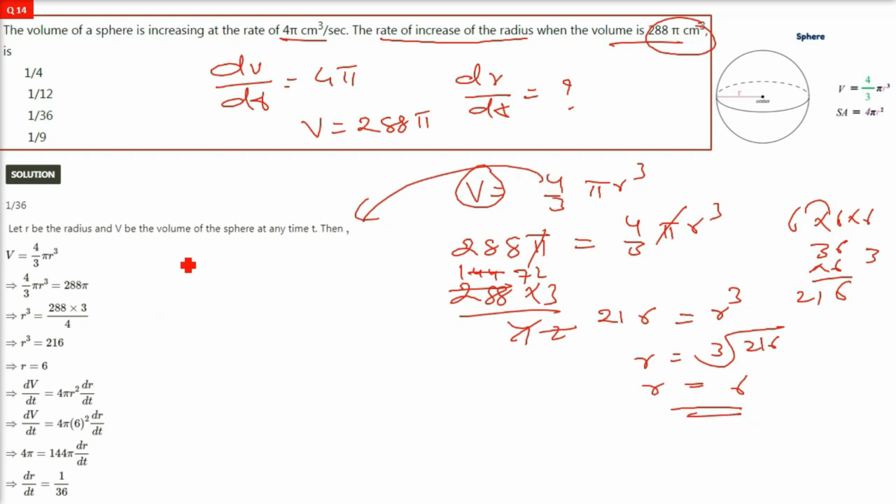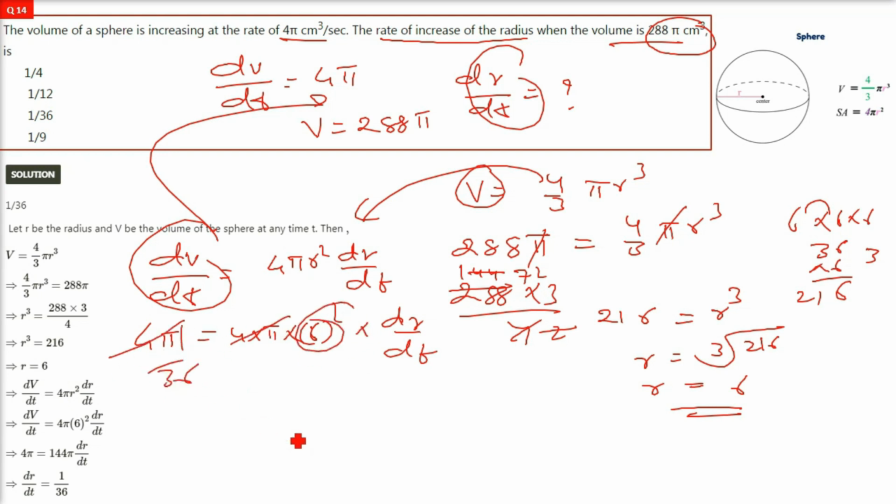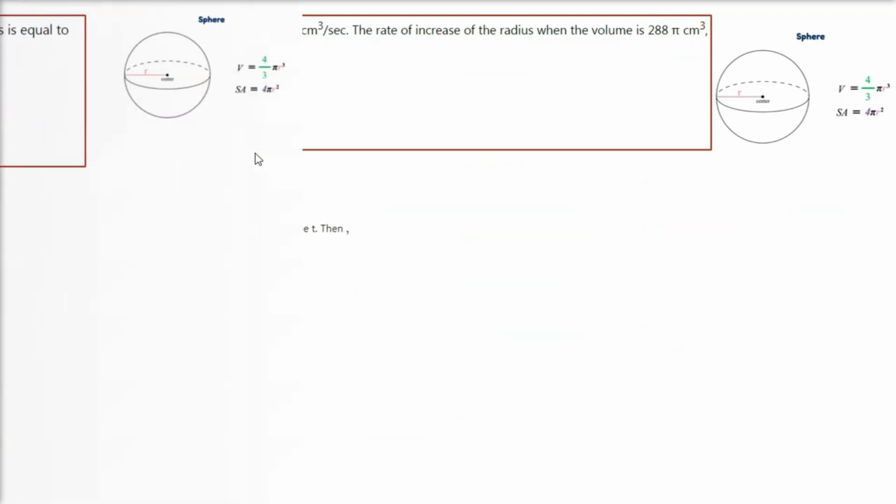So we are doing this. dV by dt is equal to 4 pi r square dr by dt. So 4 into pi into r is 6, we have just computed it, 6 square dr by dt. We have to find out dr by dt. dV by dt is already given, which is 4 pi. It's given in the question. So you just see 4 pi gets cancelled. 6 square goes into the denominator, which is 1 by 36. So dr by dt is 1 by 36, which is the third option in this. So there is no unit being written, so don't worry about that. But if this question doesn't come in the MCQ, then you have to write it.